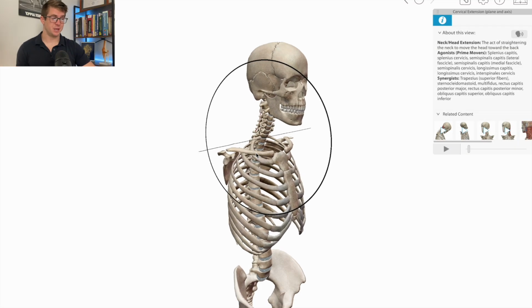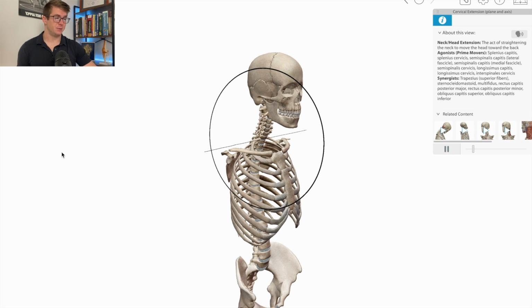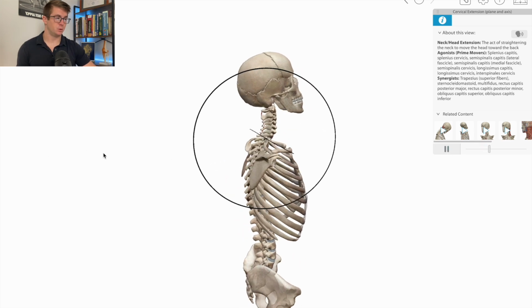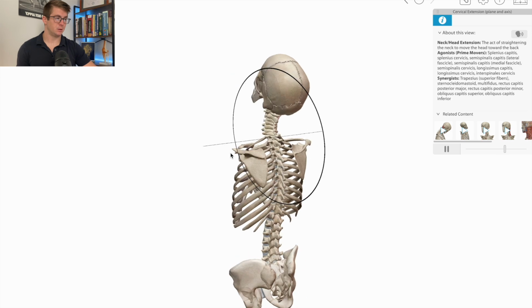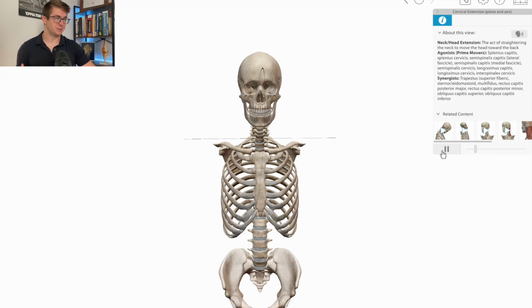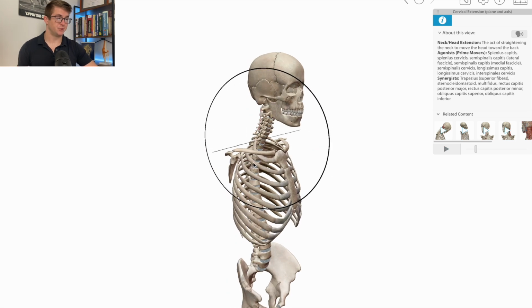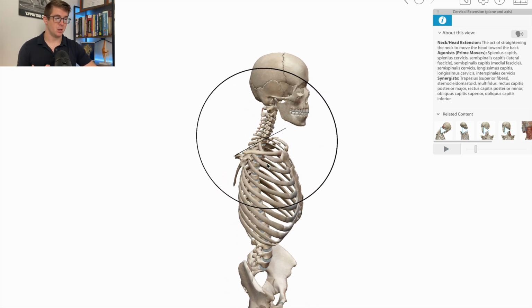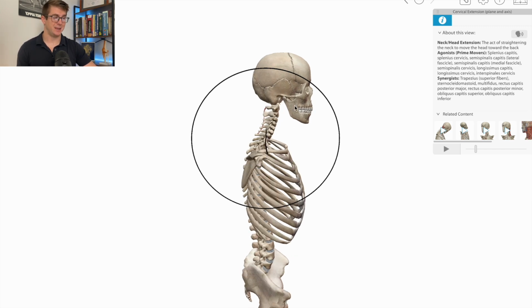Next, we have cervical extension. Let's play it, and then we'll give you this nice round view so you can see what's happening from all sides. As it gets back to anatomical neutral, we'll pause here. So what is the act of cervical extension? Well, cervical extension is essentially the opposite of cervical flexion. It's bringing the head back, so the back of your cranium would get closer to your back.